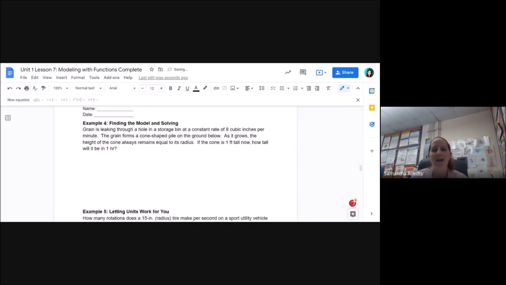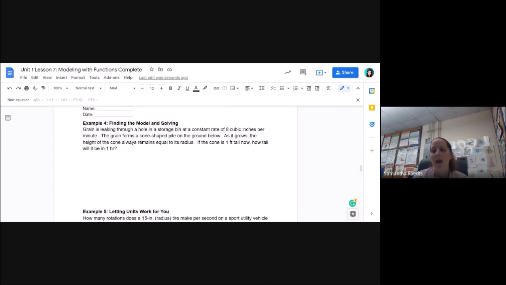Example 4, finding the model and solving. Grain is leaking through a hole in a storage bin at a constant rate of 8 cubic inches per minute. The grain forms a cone-shaped pile on the ground below. As it grows, the height of the cone always remains equal to its radius. If the cone is 1 foot tall now, how tall will it be in an hour?